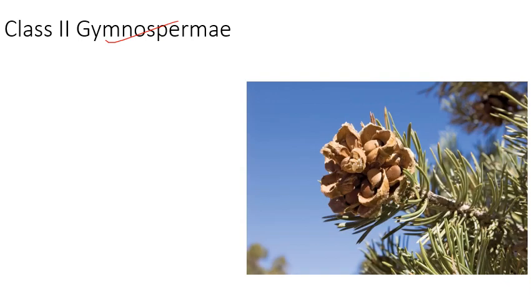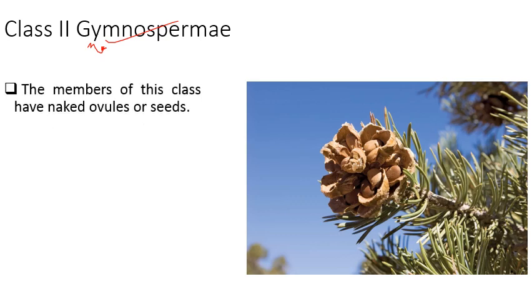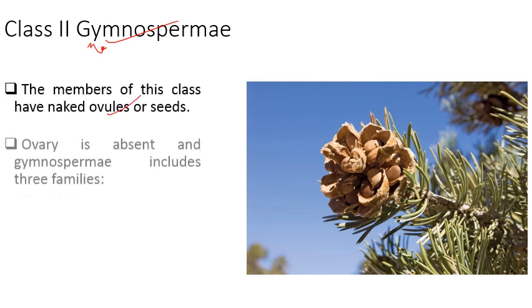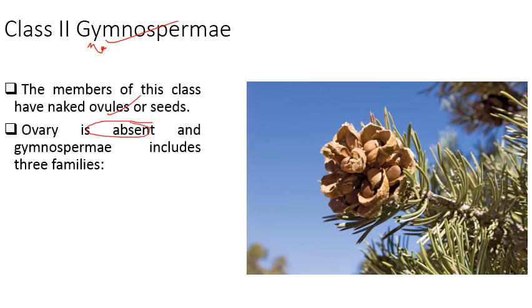Next comes class 2, that is Gymnosperm. It includes the plants having naked seeds. So the members of this class have naked ovules or seeds. Ovary is absent, and Gymnosperm include 3 families, that is Gnetaceae, Coniferaceae, and Cycadaceae.